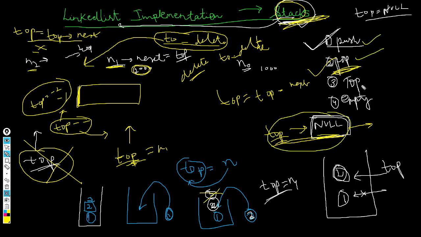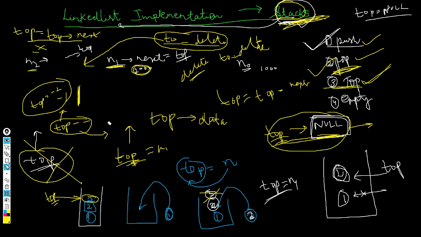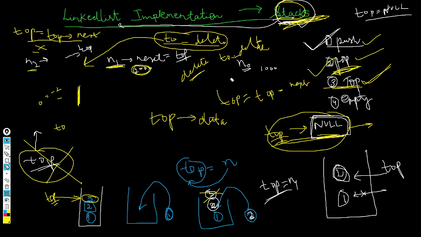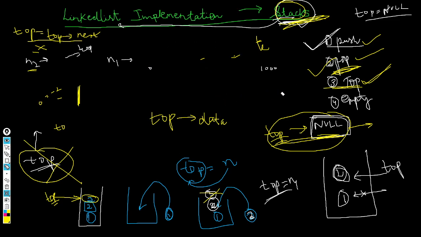So push is done, pop is done. Now next is top. Top is nothing but what gives us the data which is present in the stack, which is currently pointed by the top pointer, as discussed in the previous videos itself. So in the top, we can just return the top's data, right? We'll simply be returning the data part of top, right?